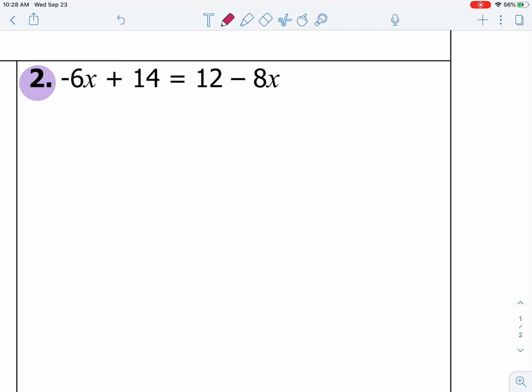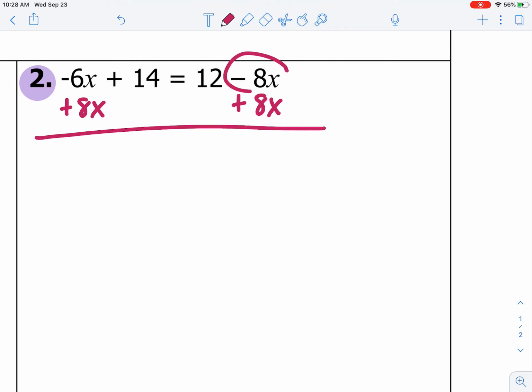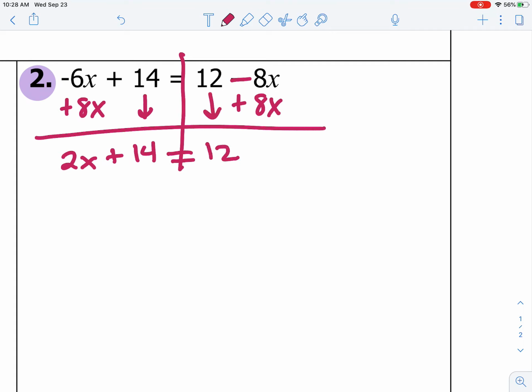So I'm going to move the variables to one side. I'm bringing the variable over to the left-hand side. I'll do that every time. And since it is a negative 8x, in order to move it to the other side of the equal sign, I have to add 8x to both sides. So over here on the left, negative 2x plus 8x is 2x. I bring down the 14 equals, I bring down the 12.